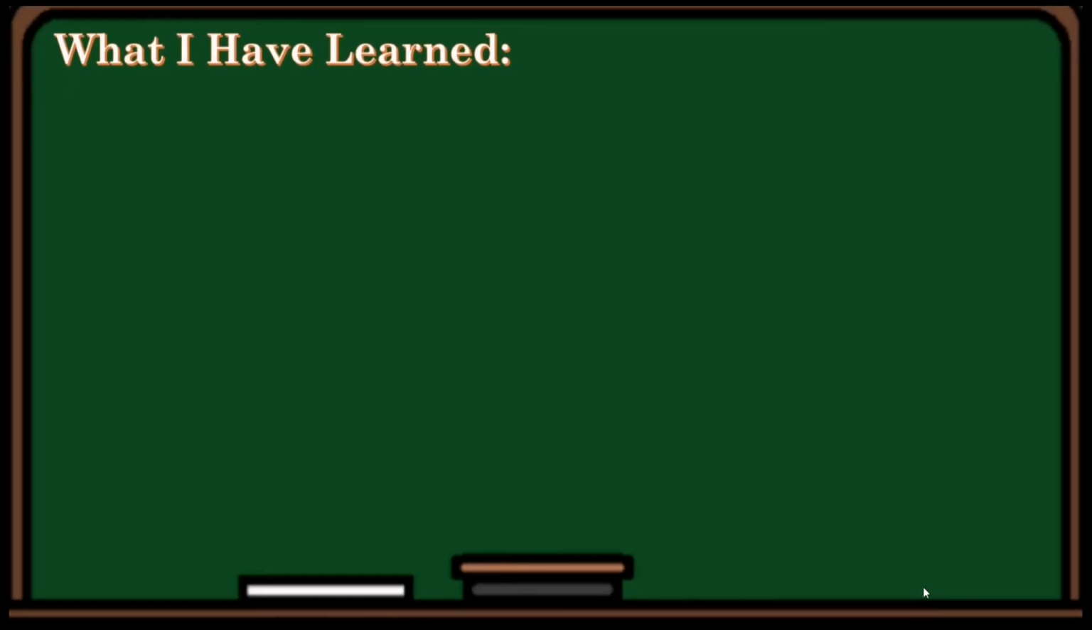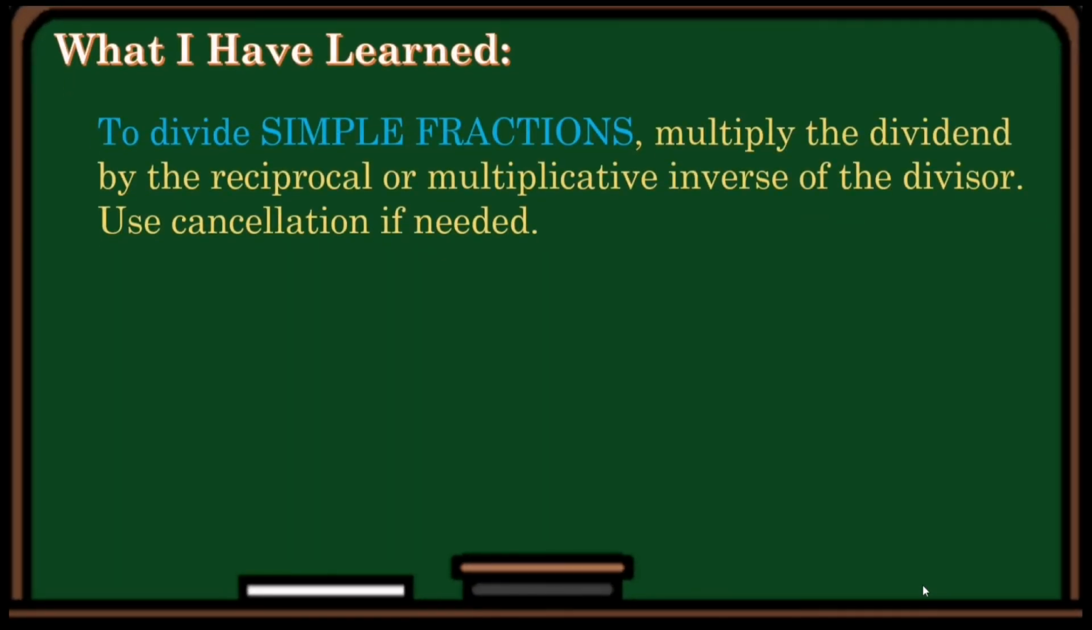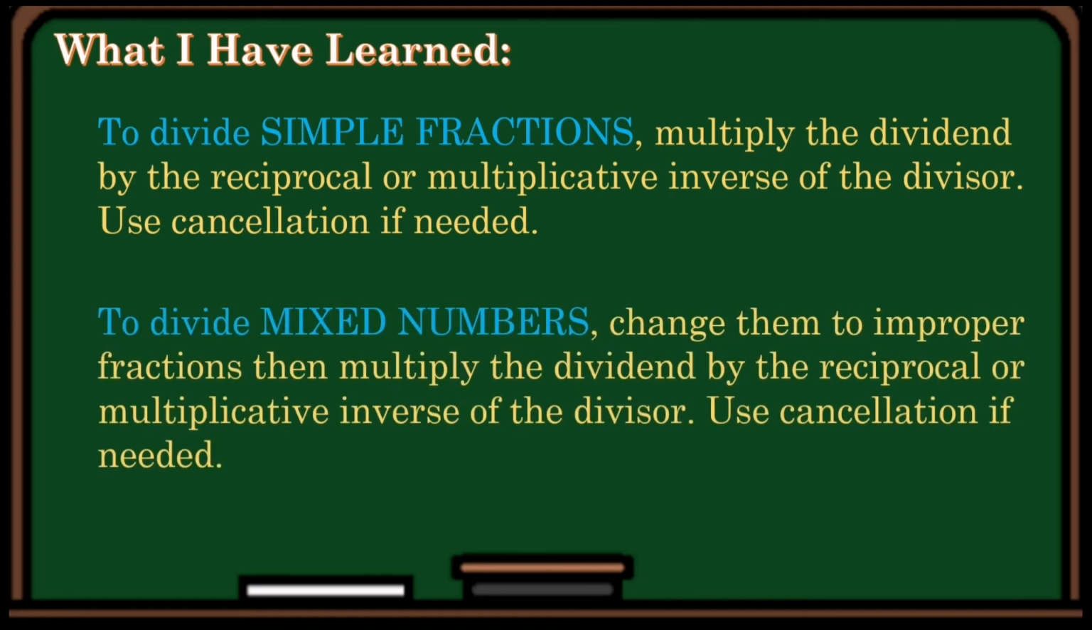What have you learned today? To divide simple fractions, multiply the dividend by the reciprocal or multiplicative inverse of the divisor. Use cancellation if needed. What about if you divide mixed numbers? First, change them to improper fractions, then multiply the dividend by the reciprocal or the multiplicative inverse of the divisor, and then use cancellation if needed.